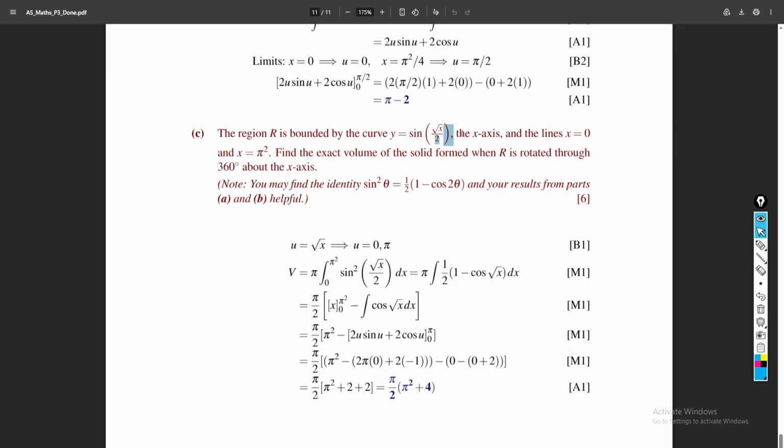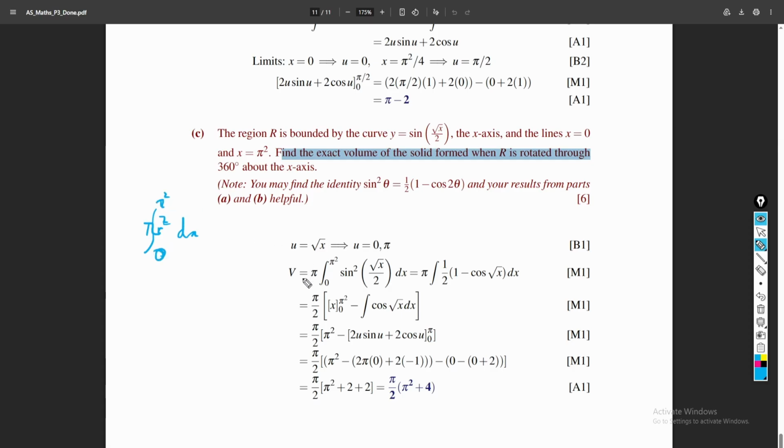Now we need to find the region R bounded by the curve y equals sin 2x, the x-axis and the lines x equals 0 and x equals pi squared. So the x-axis and these two lines, these are the two limits. Find the exact value of the solid formed when R is rotated through 360 degrees about the x-axis. The way we do this is we rotate it through 360 degrees about the x-axis, right? So this is a circle, so that's pi r squared. Then we integrate the r over the limits, which are 0 and pi squared.